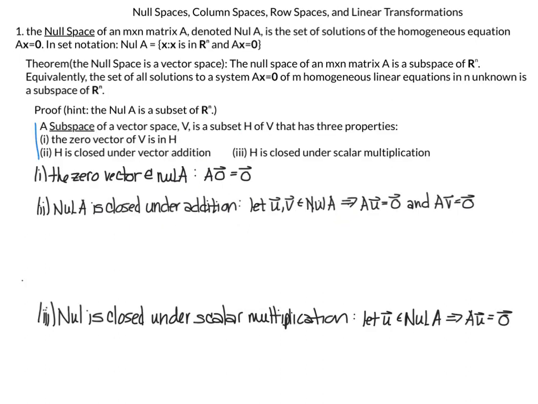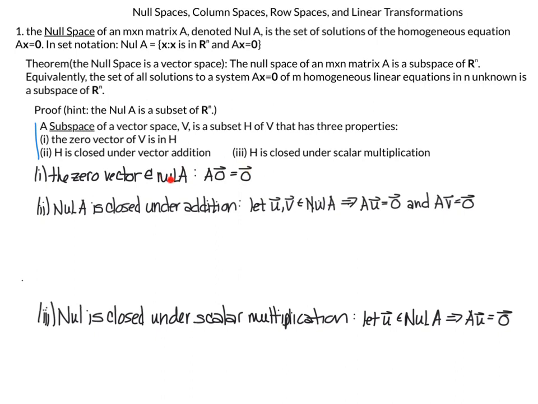The reason for this hint is that once we know it's a subset, we only have to prove three properties. We don't have to go through all 10 properties of the vector space, because the other seven are inherited from Rn. So we'll start with the first, that the zero vector of Rn is in H. Second, that H is closed under vector addition. The null space in our case is closed under vector addition. And last, that the null space is closed under scalar multiplication.